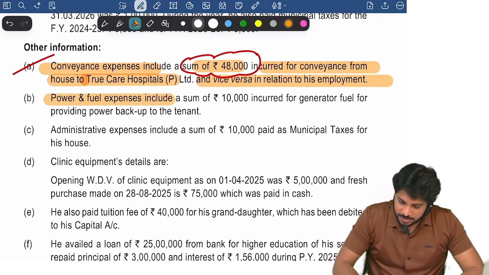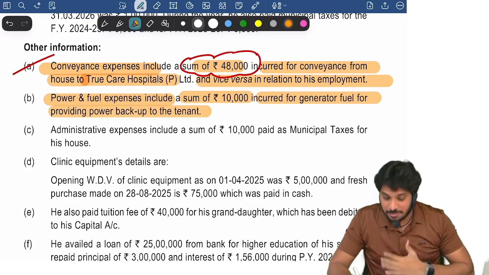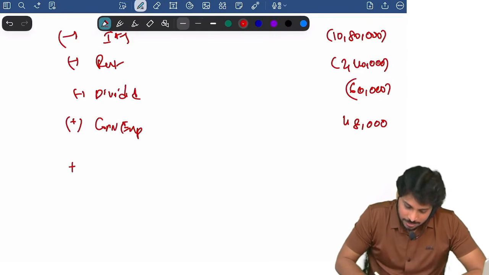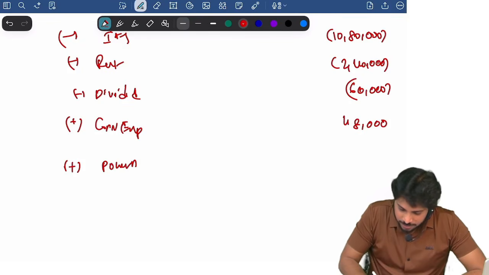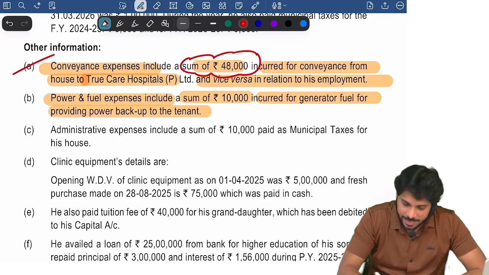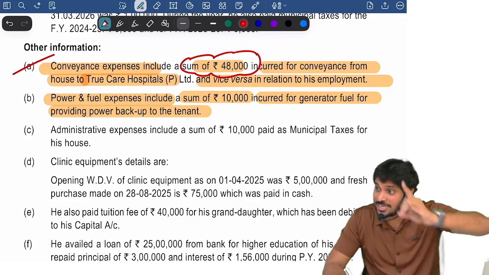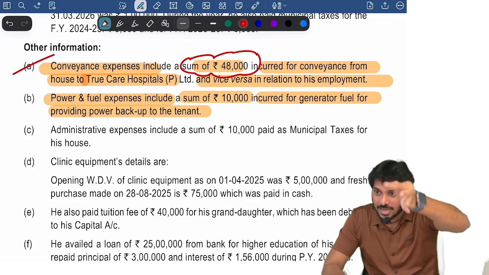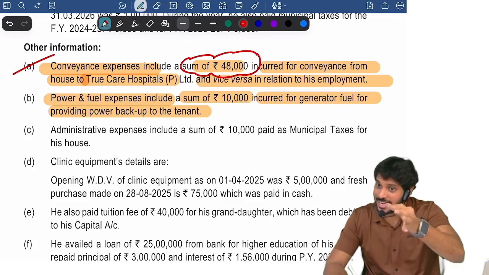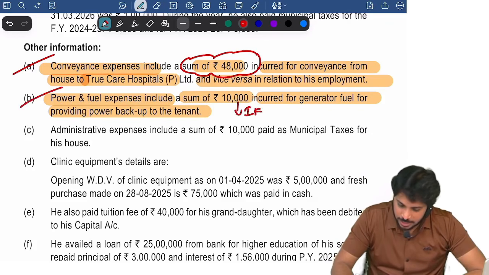Power and fuel expense includes some 10,000 incurred for generator fuel for providing power backup to tenant. Entire 10,000 will be added back. Correct? Power backup, first of all, that's actually house property expenditure. How much is the adding back? 10,000 rupees. And we should claim this as deduction under other sources. Because if you are collecting any amount of rent for power backup from the tenant, that amount is taxable under other sources. That's it. Okay. So this is an IFOS adjustment.